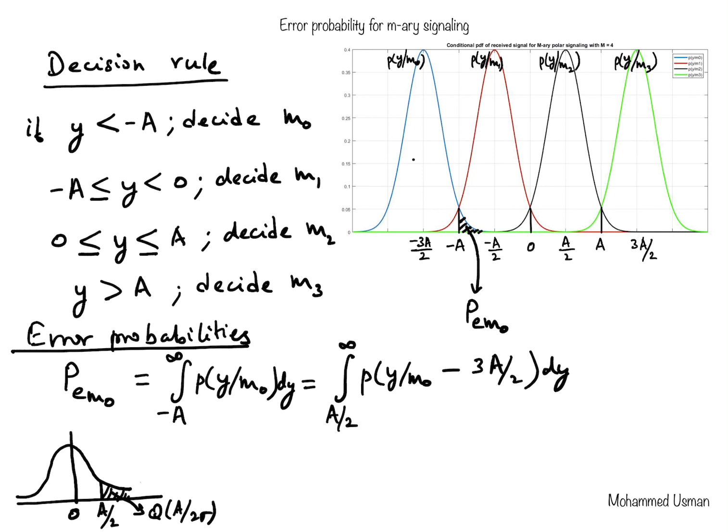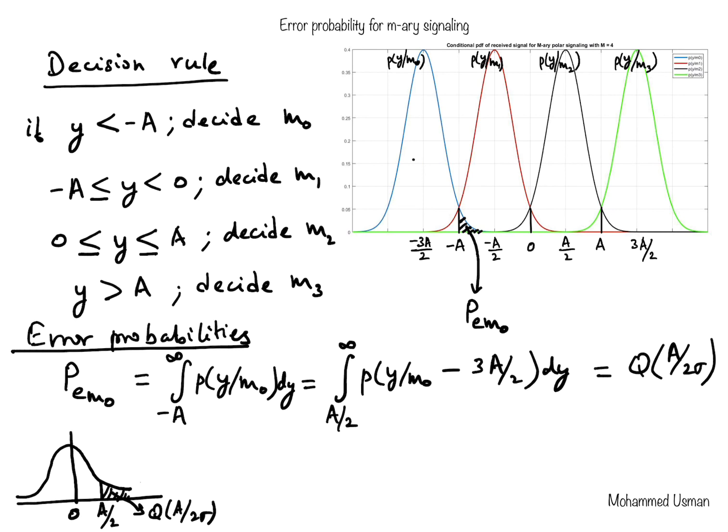So now we'll have this blue PDF something like this, centered on 0, and the cutoff point would be at a by 2. So we'll get it as Q of a by 2 sigma. So this error probability is simply the Q function of a by 2 sigma. So the probability of error when M0 is transmitted is Q function of a by 2 sigma.